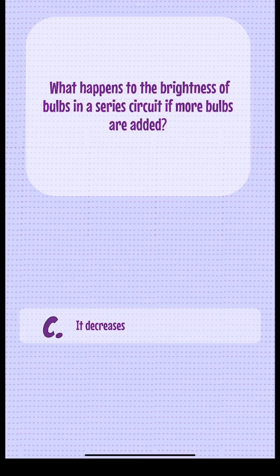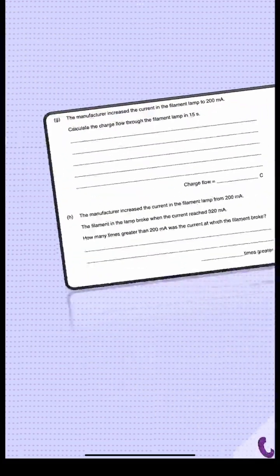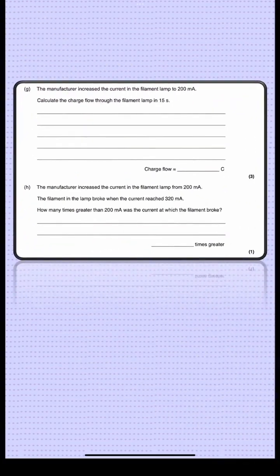All right, last exam question here. 3 marks. It's carrying on from the last question. The manufacturer increased the current of the filament lamp to 200 milliamps. Calculate the charge in 15 seconds. So what do we have here? We've got milliamps, which is current. Charge is what we're trying to find out. And we've got 15 seconds. That's a time. Which equation am I going to use here, and what do we need to remember to do for this one before we put the numbers in?